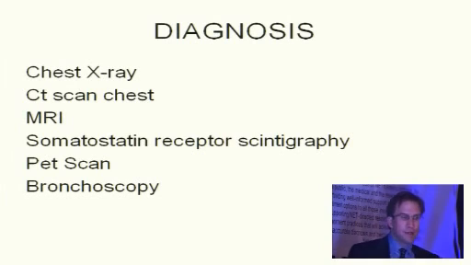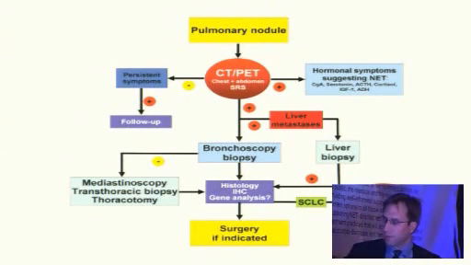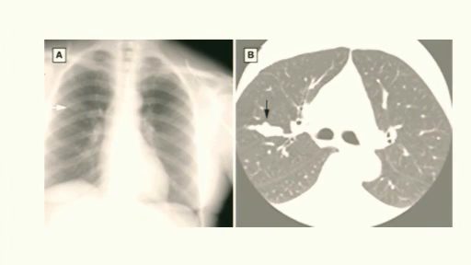The diagnosis can be done with chest X-ray, CT scan, MRI, PET scan, octreotide scan, and bronchoscopy. So this, I'm going to skip that. As you see, it's kind of complex, but most of the time we find a nodule on the chest X-ray, we do a scan, we get the biopsy, and surgery is done. And you can see here the lesion on the chest X-ray and on the CT scan.